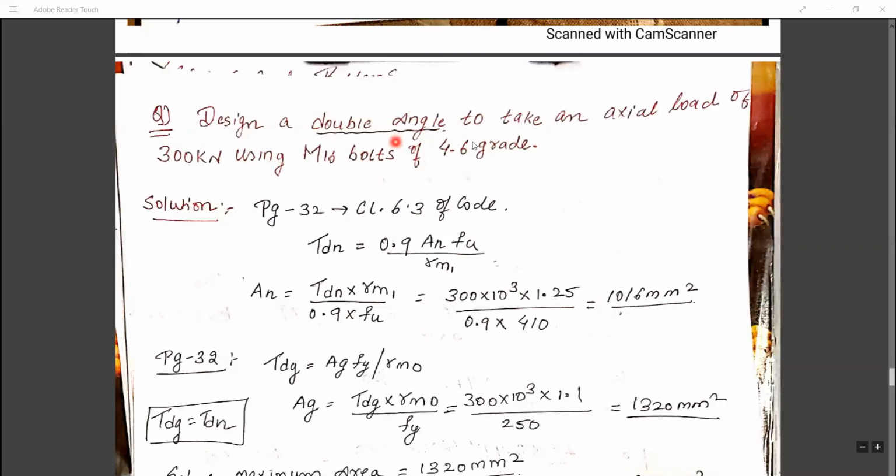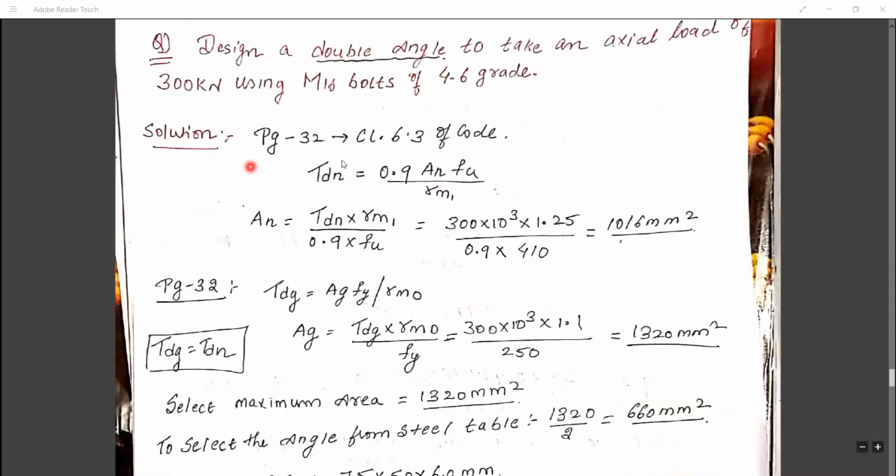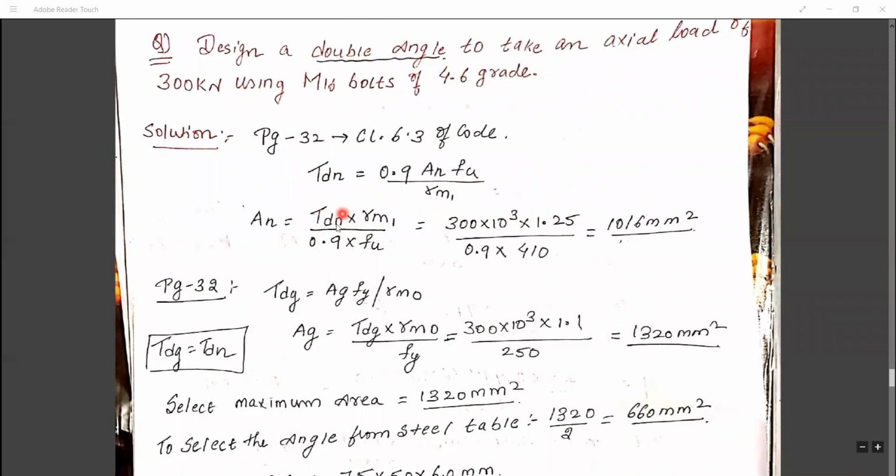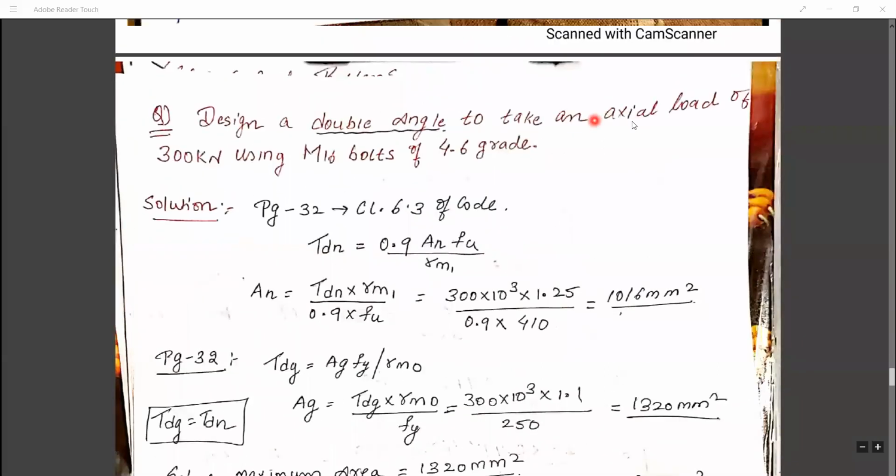See, already a double angle section is given. So the question is telling you to design a double angle only with respect to the axial load given in the question. If you go to the code book, page number 32, clause 6.3, there is the tension net cross-sectional area design, that is 0.9 An Fu by gamma m1. Here the net cross-sectional area is Tdn into gamma m1 divided by 0.9 into Fu. So whatever axial load is given here is considered as the load itself. This is nothing but a factored load only.